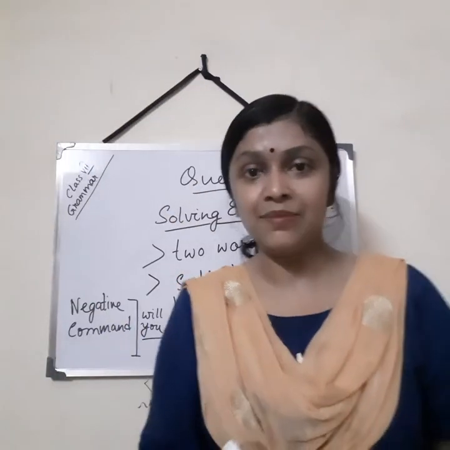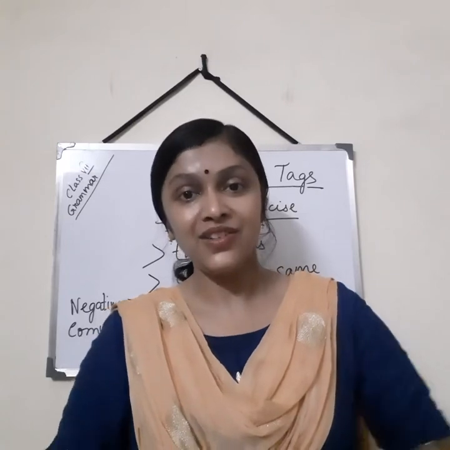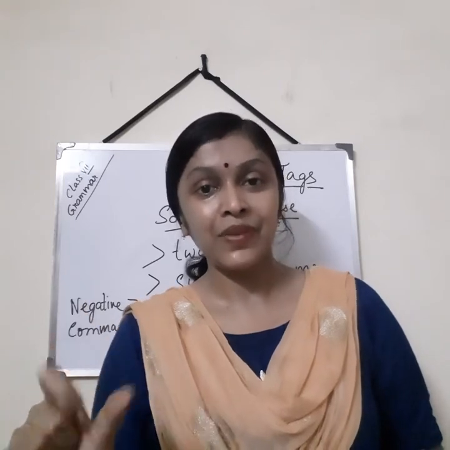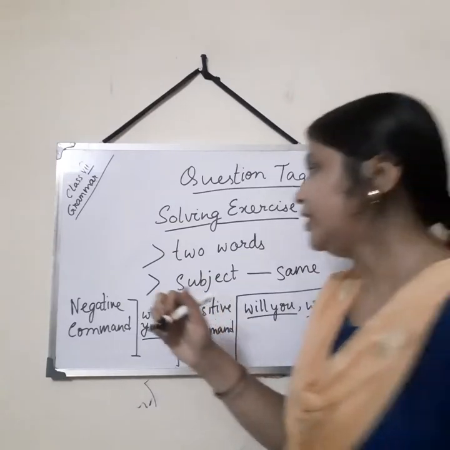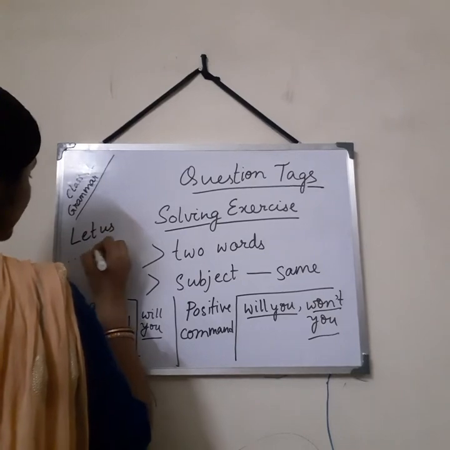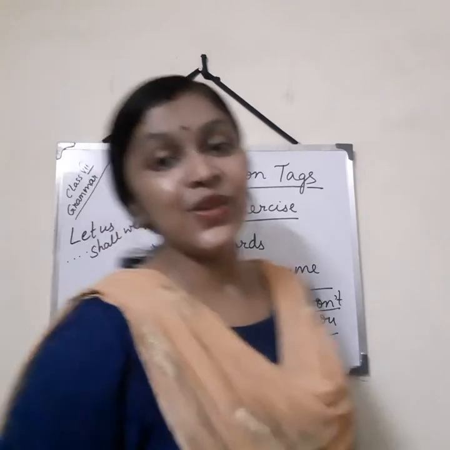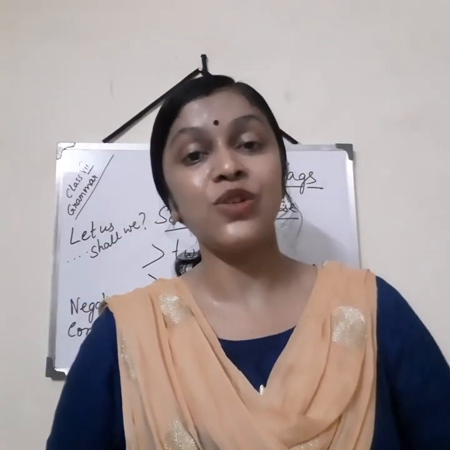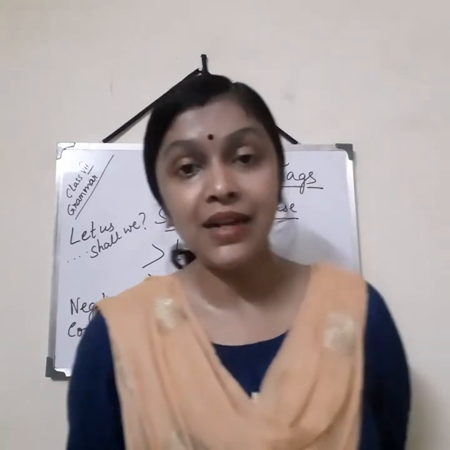And for most of the statements we use the same auxiliary verb which is present in the first part of the statement. Understood? And for any kind of formation which begins with let us, the question tag should be shall we. Okay, so let us go to the theater, shall we? Let us go to school, shall we? Like that. Okay, so we understood these parts.